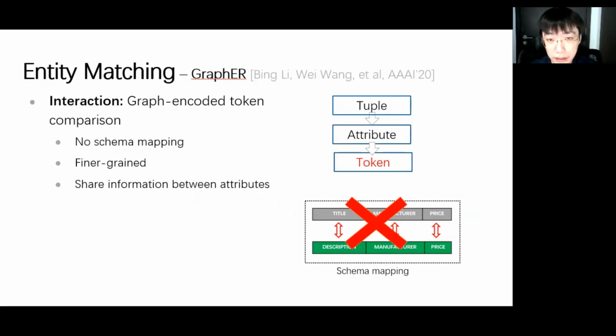Recall that in DeepER or DeepMatcher, they compare a pair of tuples on the attribute level. For GraphER, the structural information is softly embedded into the tokens, and the comparison actually happens on the token level. The benefits are that it is much more fine-grained, it can share information between different attributes, and most importantly, there is no need for the schema mapping step of the conventional entity matching models.